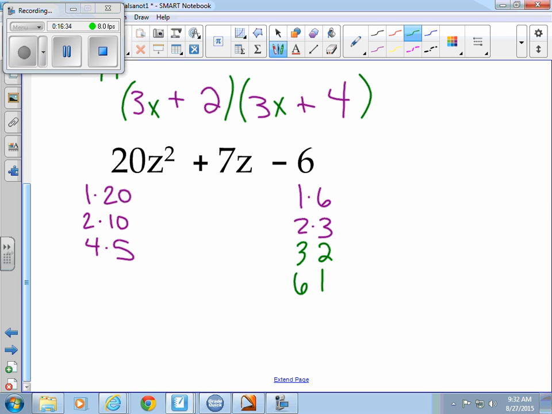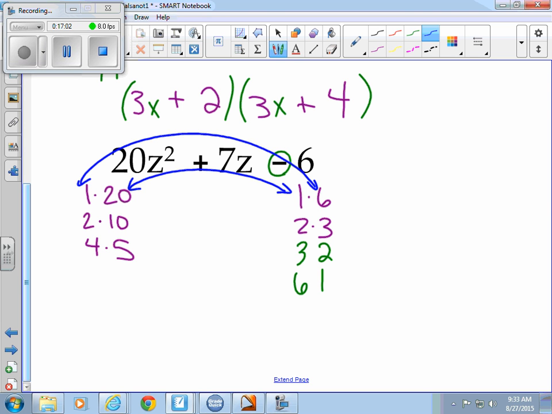This time, instead of adding, I'm subtracting to get 7. So I'm looking for those inner and outer terms to subtract to get 7. I'm going to go slow through this. I'm going to multiply the inner terms together and the outer terms together, and I'm going to write them over here at the side. You probably won't ever do that. Just like last night, you probably didn't write all the factors down, and that's okay.